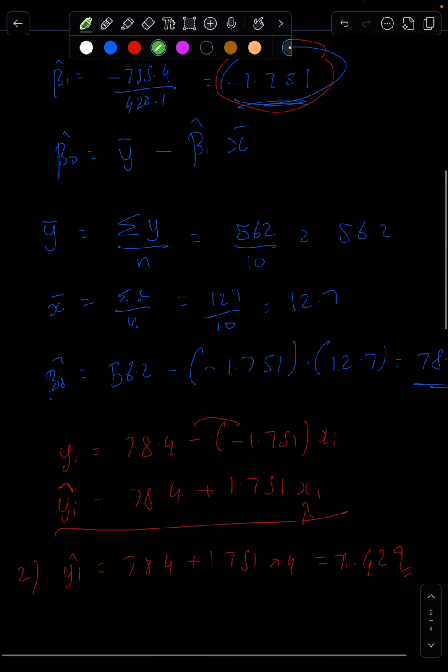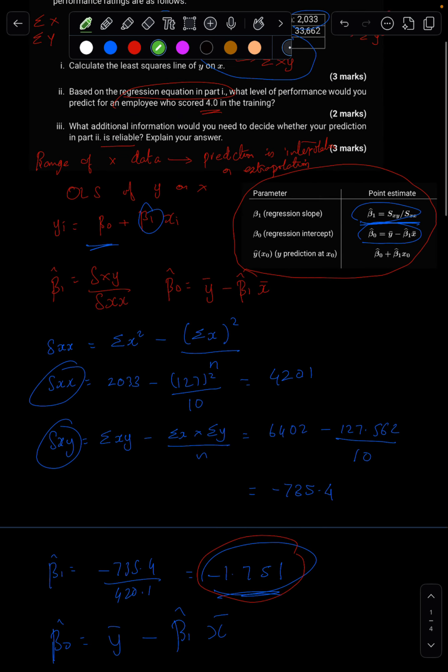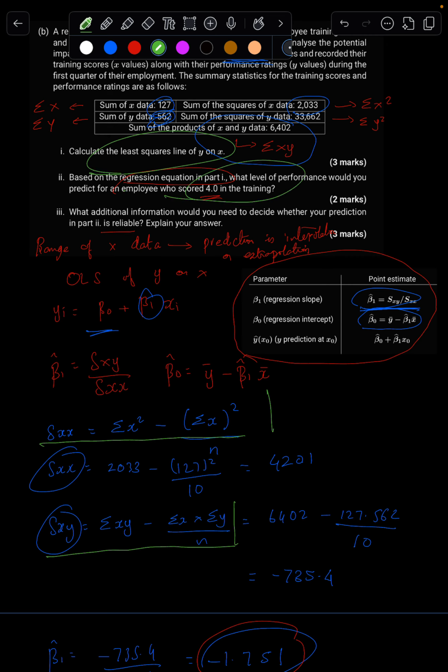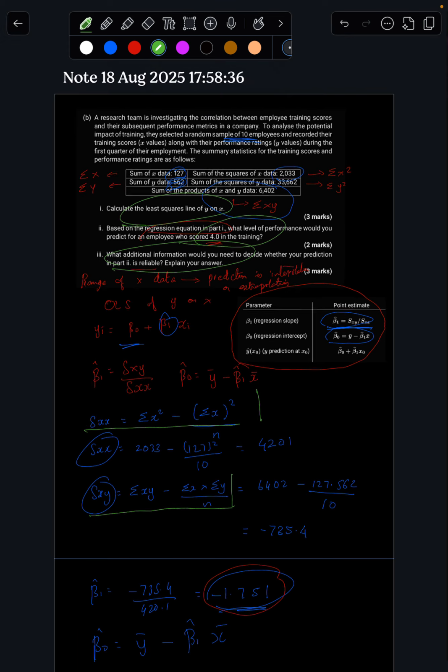So yep, that's basically it. In every question, just remember the formula for sxx and the formula for sxy. You can calculate the OLS line. The second part is going to have you plug in an x and solve for it. It's very simple. In the last part, you're going to say range of x data to know whether it's interpolation or extrapolation every single time. So yeah.